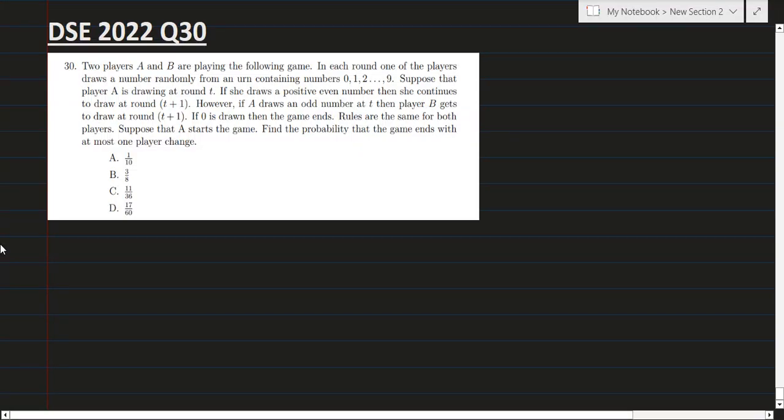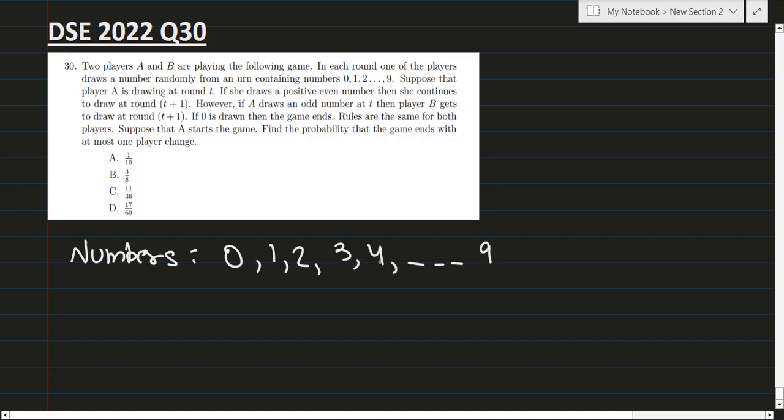So this is question 30 from DSE 2022 MA Economics entrance paper. The question says this: there are two players A and B. They are playing the following game. In each round, one of the players draws a number randomly from an urn containing numbers. The numbers are 0, 1, 2, 3, 4, and so on until 9.